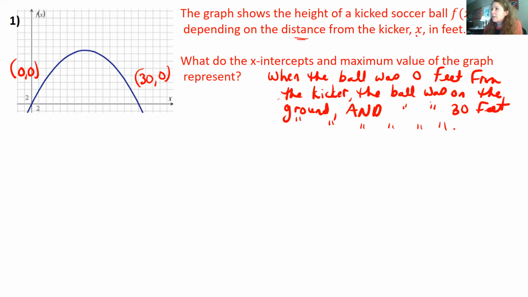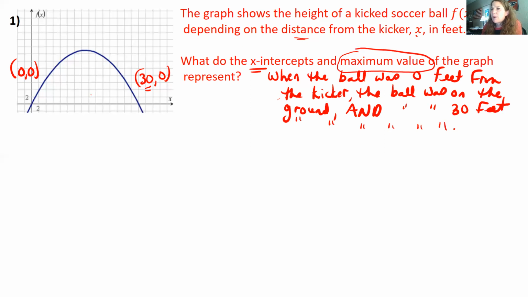You should, because you're listening to my words. So what do the x-intercepts mean? It means when the ball was 0 feet from the kicker, the ball was on the ground. And when the ball was 30 feet from the kicker, the ball was on the ground. That's what it means. All right, and now we're answering the question, the maximum value.